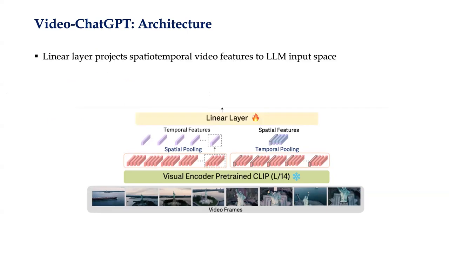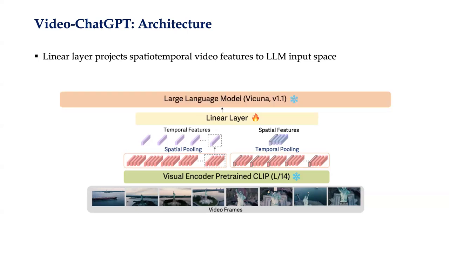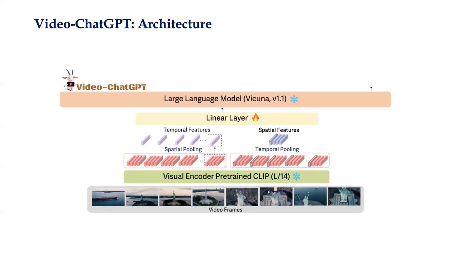Okay, good. So then what they do, they take a linear layer, and that relates the video encoding with the large language model. This is a similar thing to what we talked about in LLaVA, okay? Large language model, as you know, there are several of those. Vicuna is public domain, it's available, and they use that. And then this will be Video-ChatGPT.